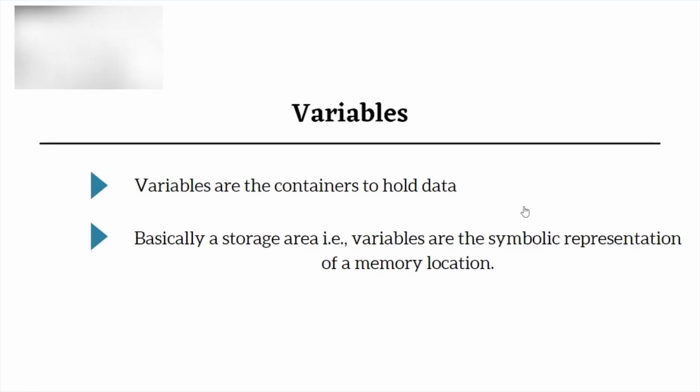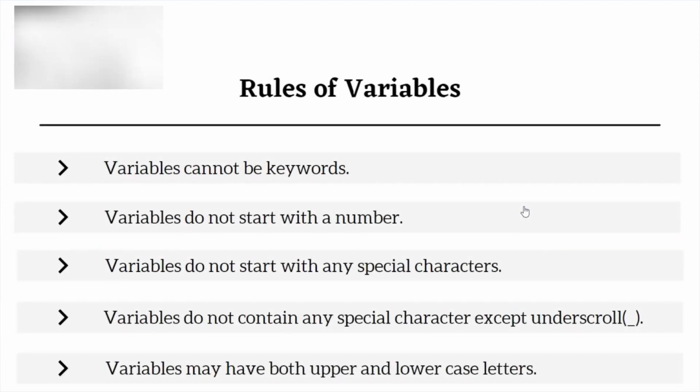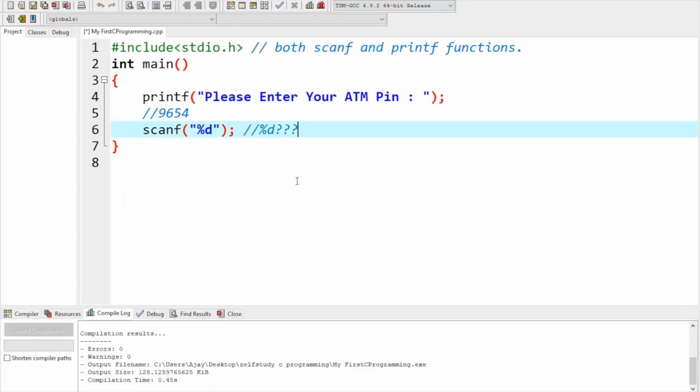Okay, so there are some rules for the variables. Variables cannot be keywords, variables do not start with a number, variables do not start with any special characters, variables do not contain any special characters except underscore. Variables may have both upper and lowercase letters. Don't worry, we'll see each and every rule in detail in this lecture. So let's go back to our Dev C++.